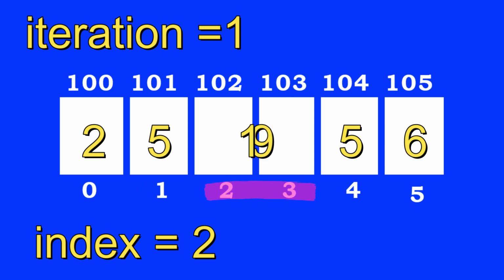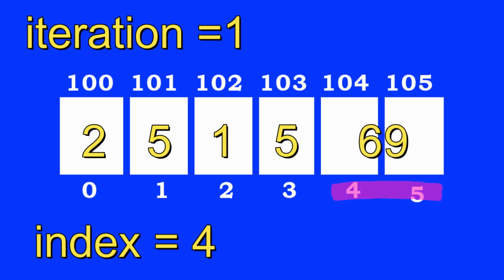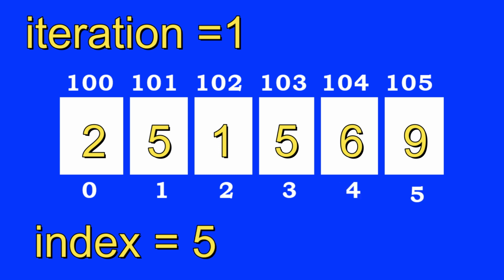Now 9 is greater than 1, let's swap the values and increase the index. Again, 9 is greater than 5, let's swap the values and increase the index. Here 9 is greater than 6, let's swap the values and increase the index. Now we have reached the end of the array. Let's do the same for the next iteration.